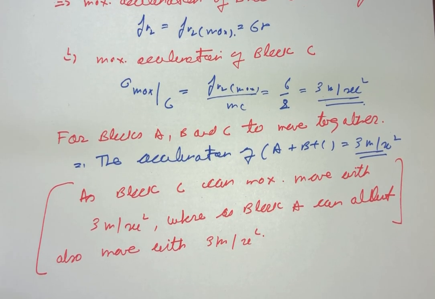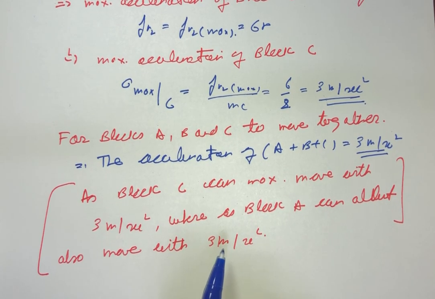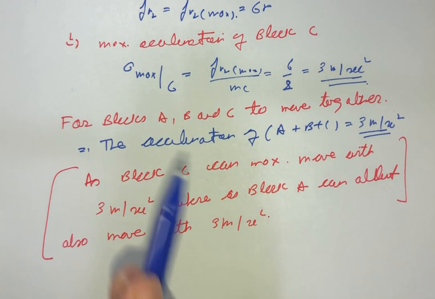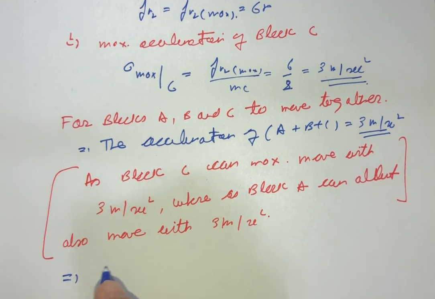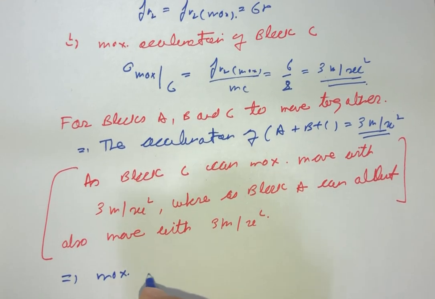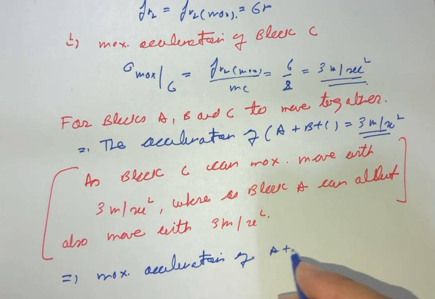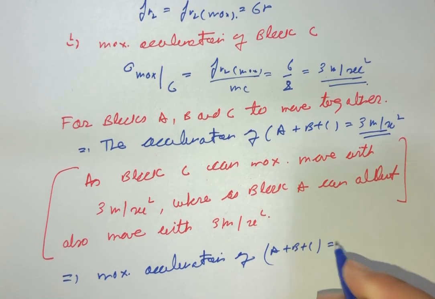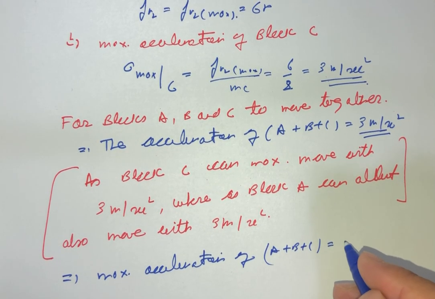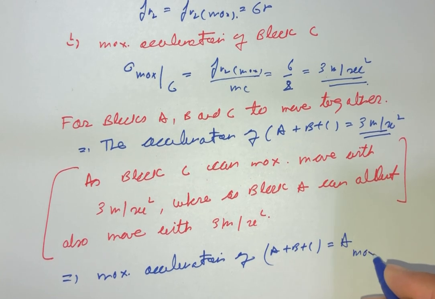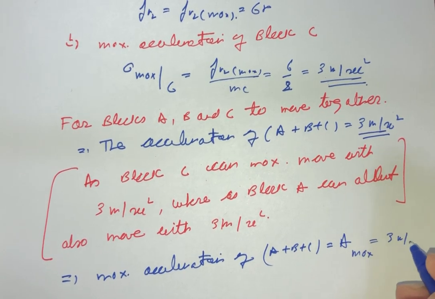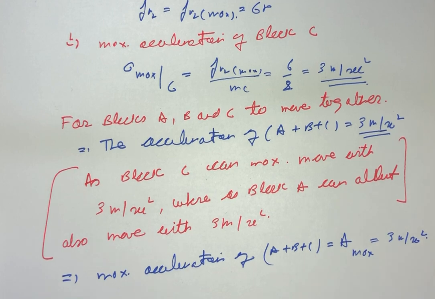So we found out that this is the maximum acceleration with which all 3 blocks will move. Therefore, the maximum acceleration of A plus B plus C, let us call this capital Mx, will equal 3 meter per second square.